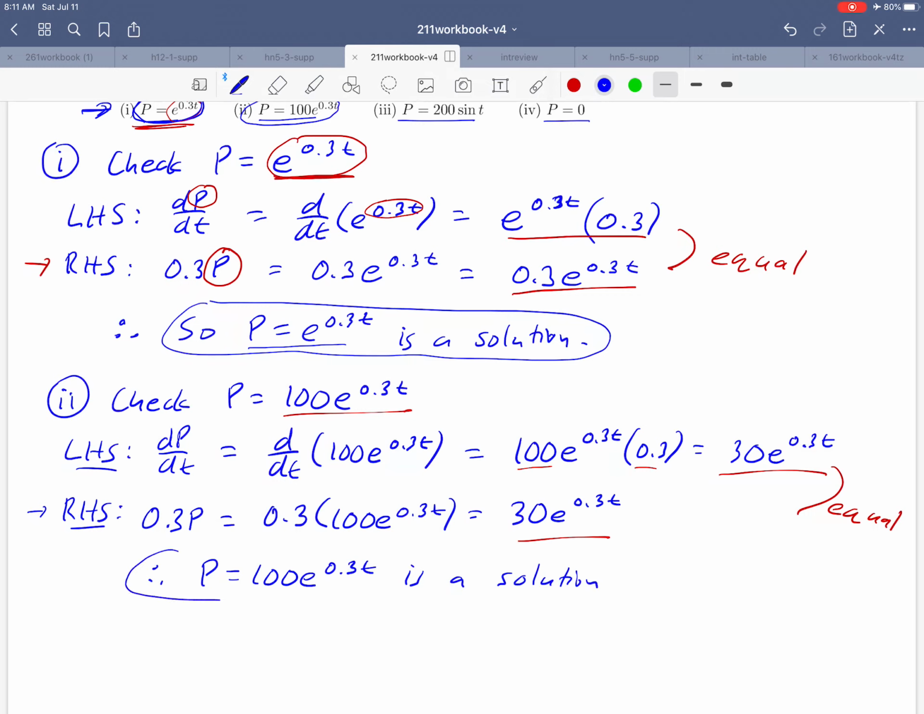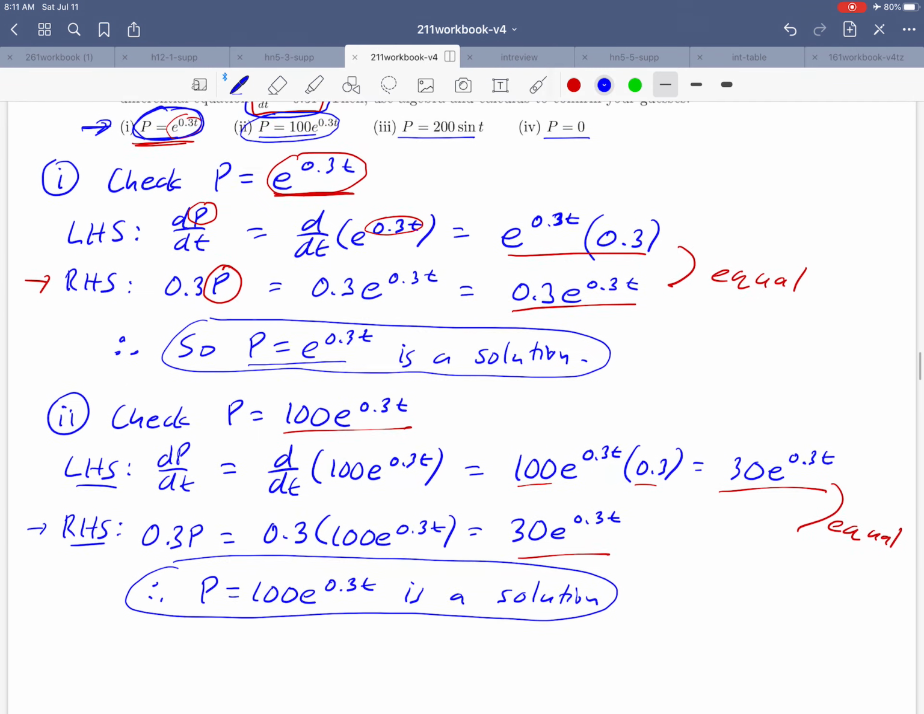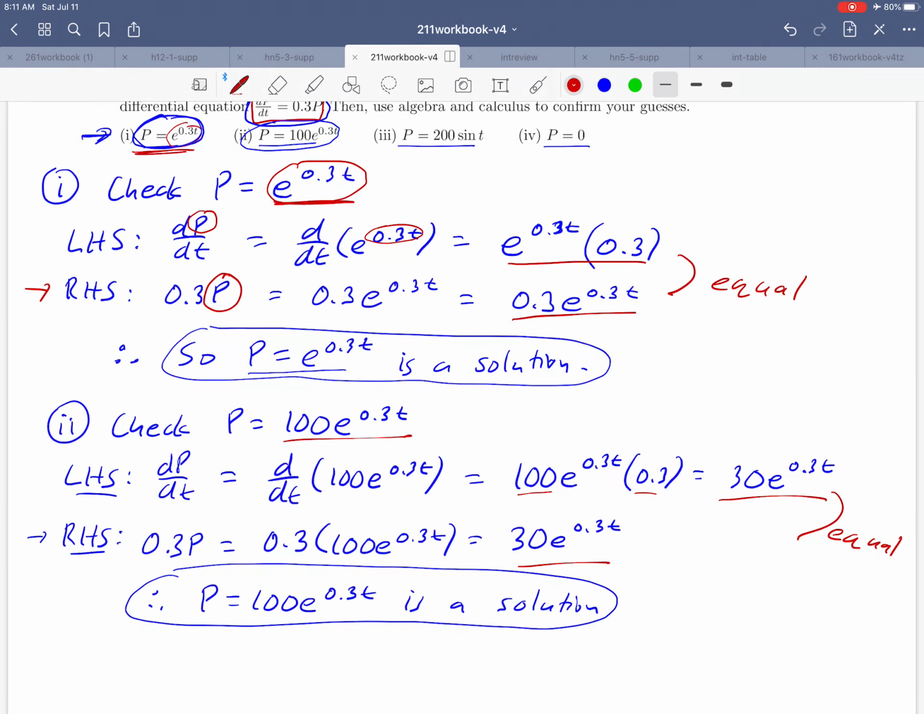Okay, we're using this word solution. That just means it's a formula that happens to satisfy the differential equation. It makes it a true statement algebraically. Okay, and moving on, looks like we've got two more to check here.